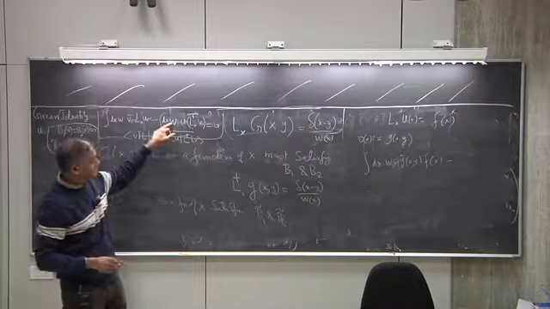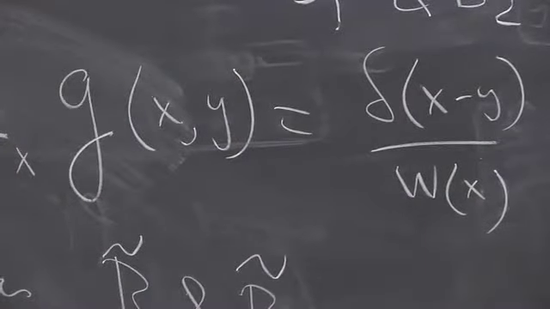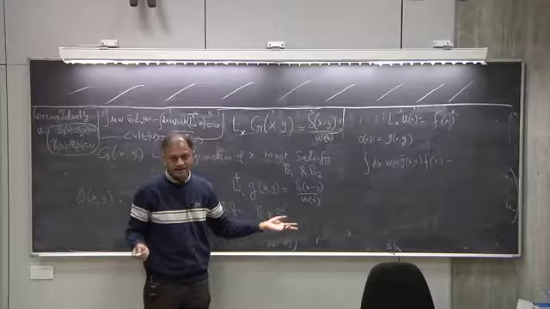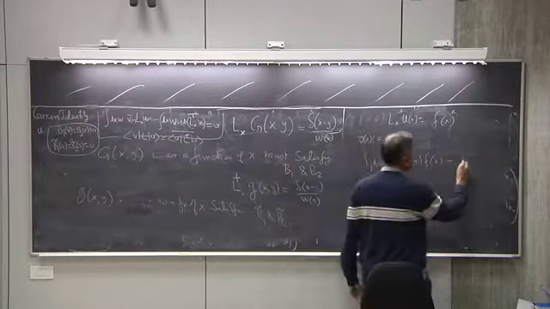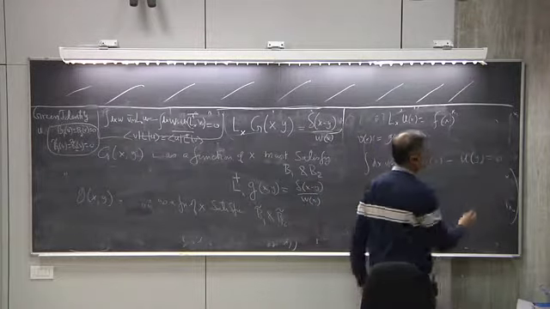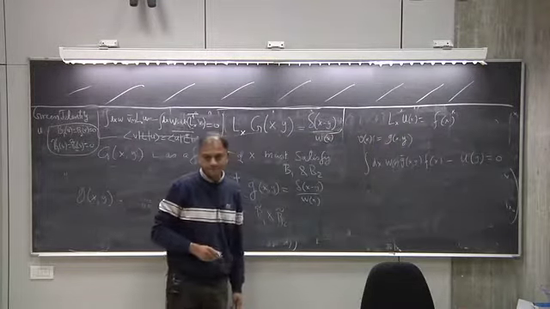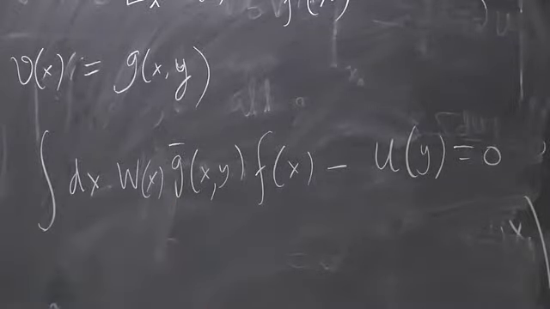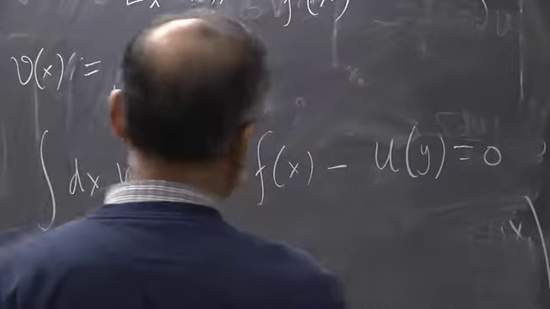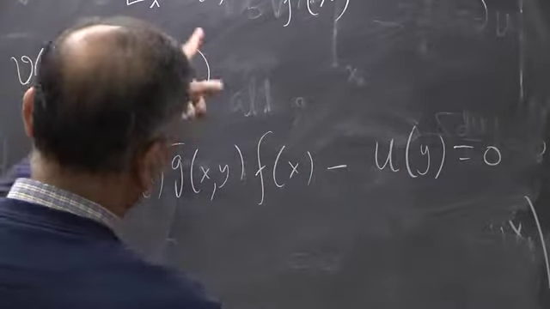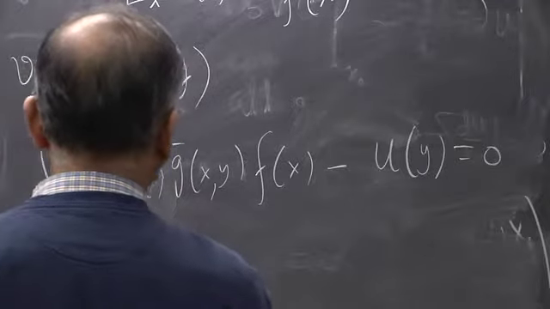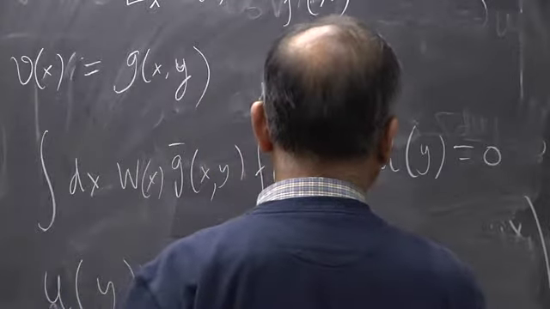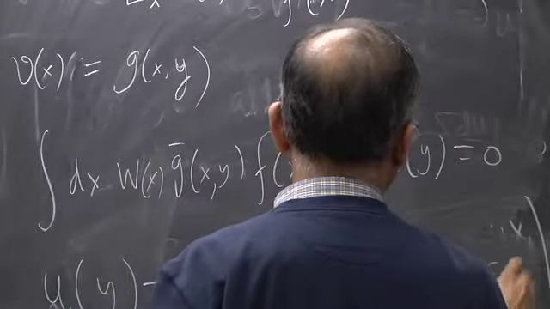So the w cancels, and when you integrate, you just have ux, dx ux, delta x minus y. That just gives you u of y, right? So this minus u of y is equal to 0. That's the equation. So you can find what is u of y. So u of y is integral dx wx g bar xy f of x.